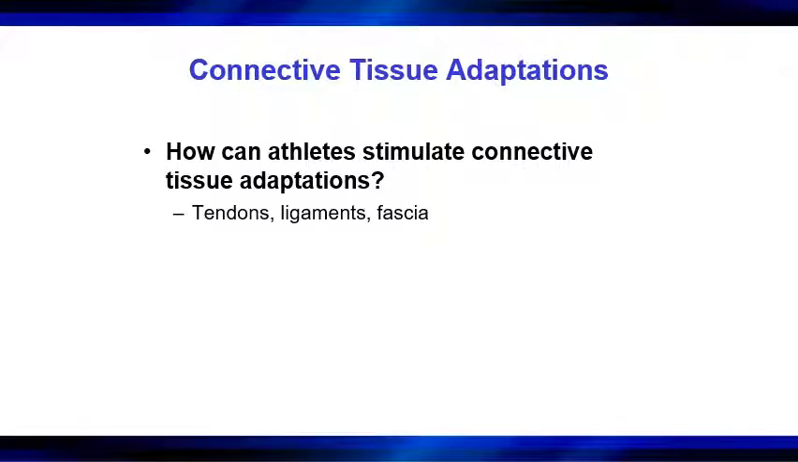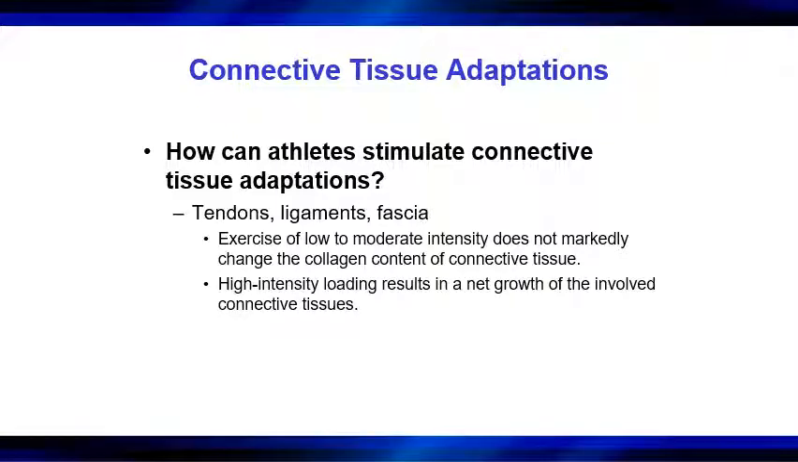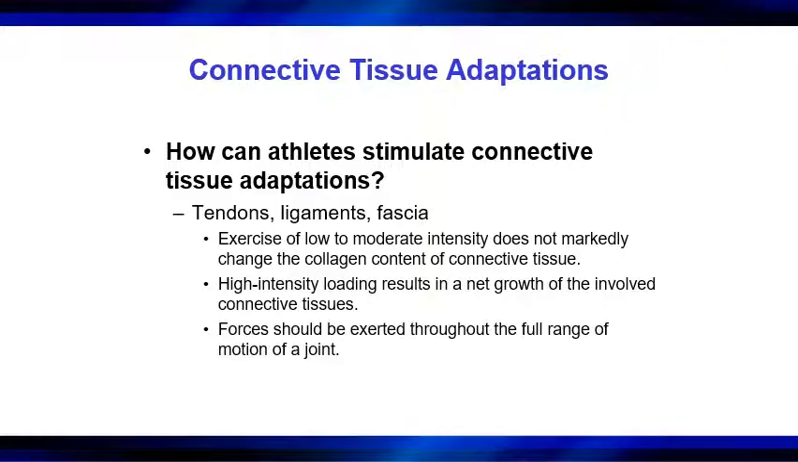So again, looking at this from the standpoint of tendons, ligaments, and fascia. Now we're coming back to looking at all the different types of non-contractile soft tissue. Exercise of low to moderate intensity does not markedly change the collagen content. So again, there's going to be that threshold that you need to surpass in order for adaptation to occur. If these other soft tissues, much like the muscle, aren't exposed to something that stimulates change, you're not going to have that. High intensity loading results in a net growth of the involved connective tissues, and those forces should be exerted through a full range of motion of a joint.